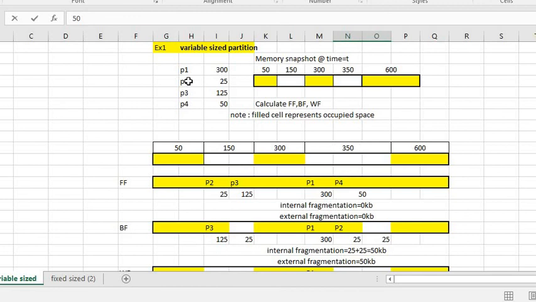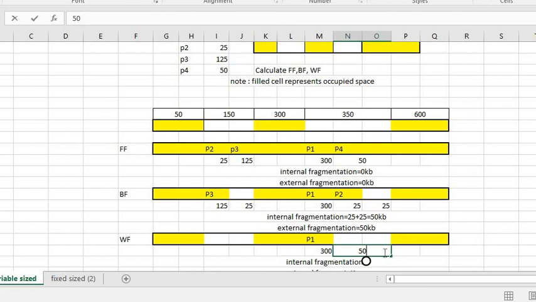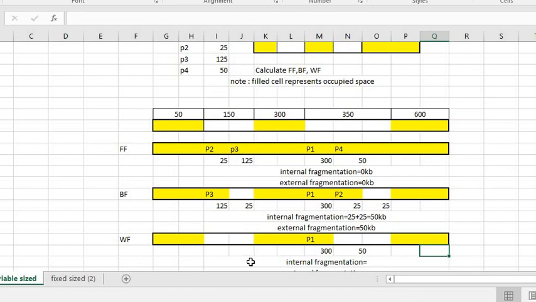The next process comes with a request for 25 kilobytes. I have a 150 hole, and the next hole of 50 kilobytes. Out of these two, 150 is the largest one. So it is going to accommodate P2, which has 25 kilobytes, in the first hole. So accommodate P2 here with 25, and left out is 125. P2 got accommodated with 25 and the remaining space is 125.